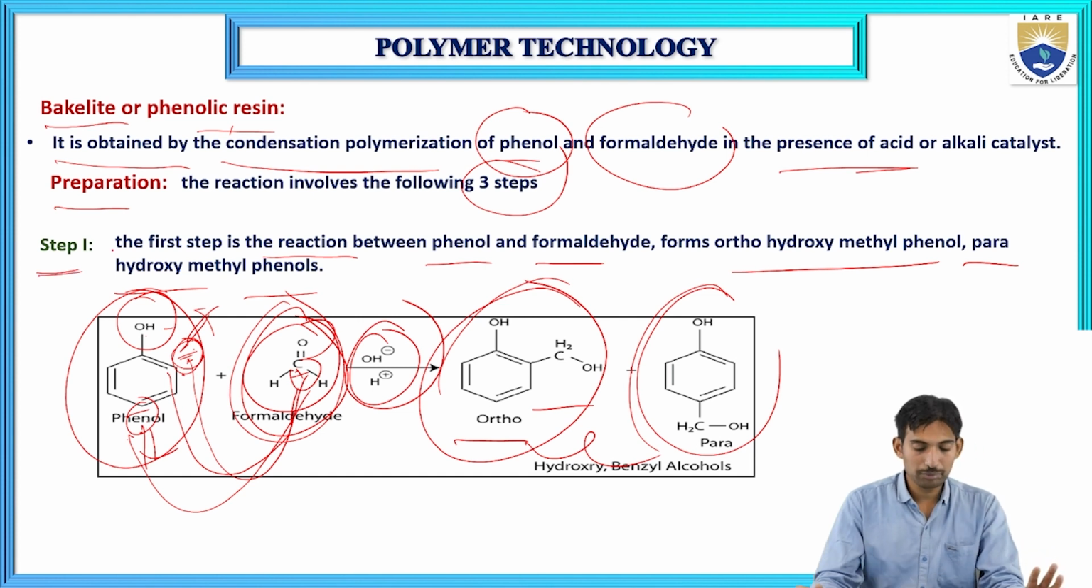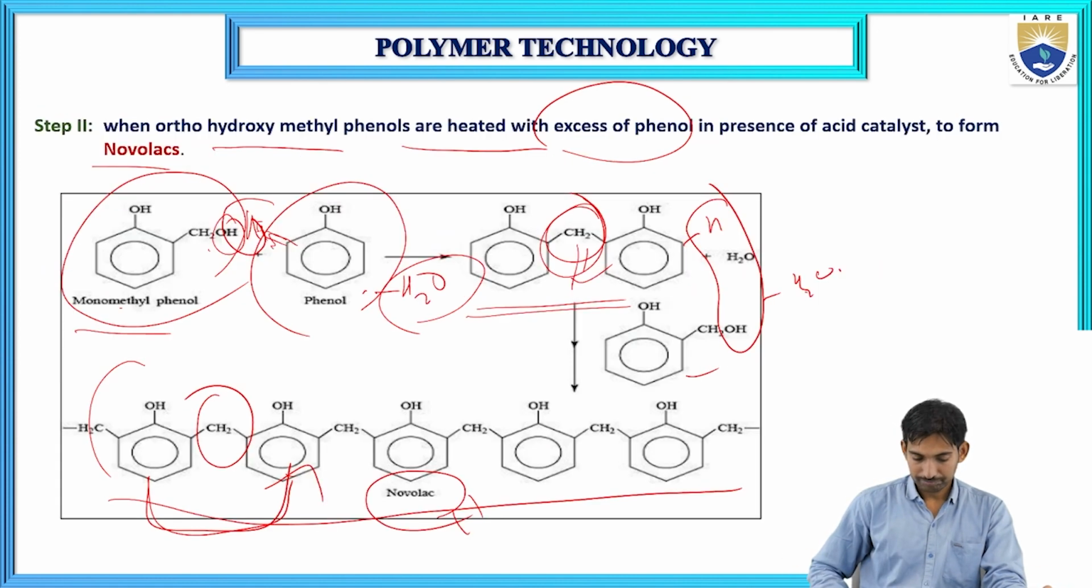In the first step, what happens? Phenol reacts with formaldehyde in the presence of acid or basic medium. It produces 2 products. One is ortho-hydroxymethyl phenol and the second one is para-hydroxymethyl phenol.